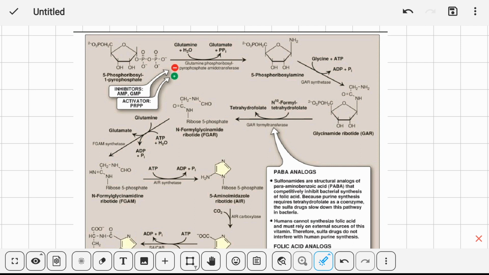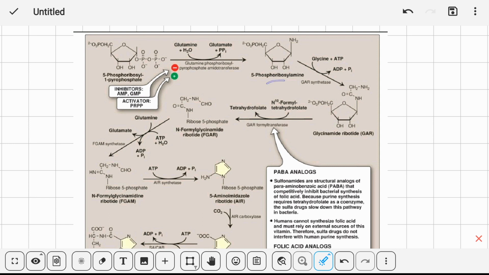AMP and GMP are the purine nucleotides, and these are the end products of the entire pathway. Obviously, when they are in excess, they will inhibit the entire process. The body doesn't want to have so many purines. And yes, these two points were also discussed in the purine salvage pathway. If you want to watch a video on the purine salvage pathway, you can look it up on my channel.